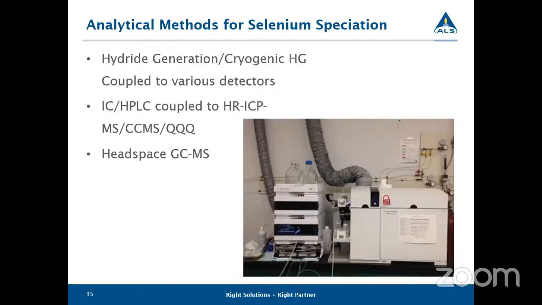Our typical analytical methods for selenium speciation. Some of the older school types of methods would be hydride generation or cryogenic hydride coupled to various detectors, either AA or fluorescence. You can also have an IC or an HPLC coupled to an ICP-MS, and the ICP-MS can be any of the types from high res to collision cell to triple quad. Headspace GCMS is also useful for separating and analyzing volatile selenium species.